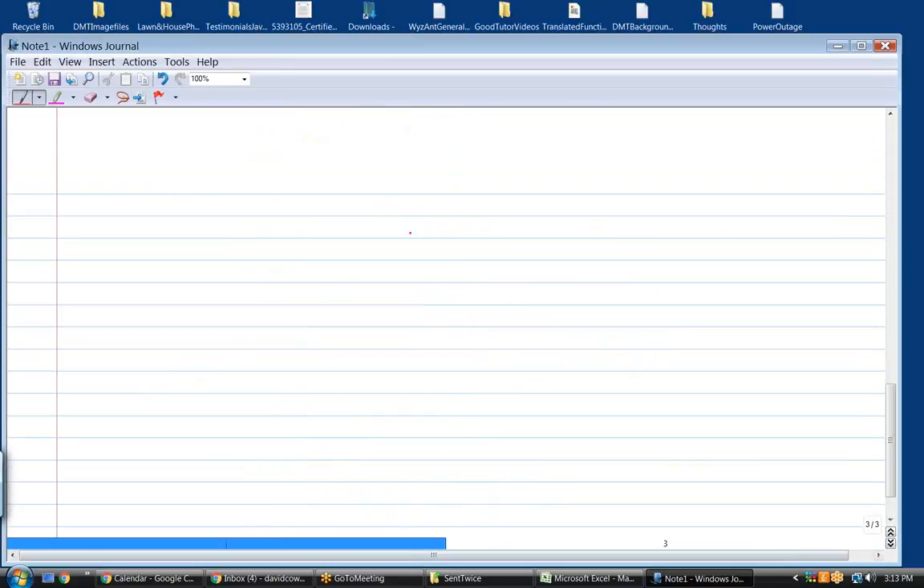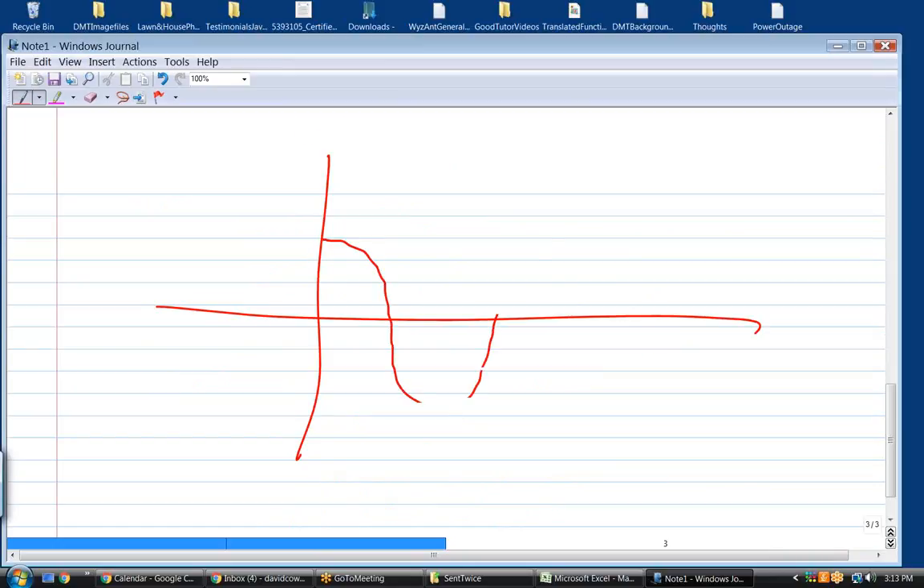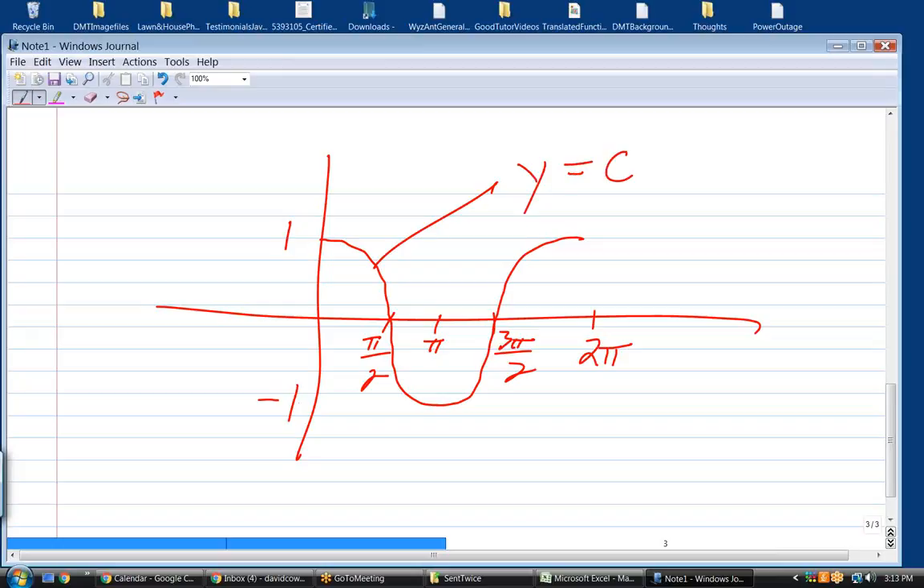In other words, the cosine one you also want to memorize. It starts at 1, but has the same key quarter points. In other words, pi over 2, pi, 3 pi over 2, and 2 pi. So the cosine of 0 has to be 1. And the cosine of pi has to be negative 1. And this is y equals cosine of x.